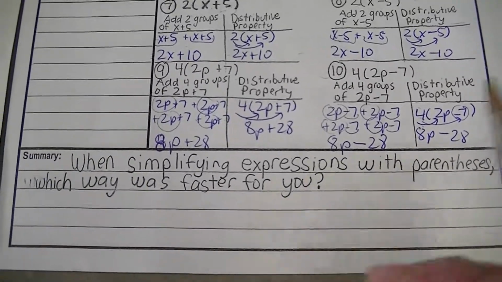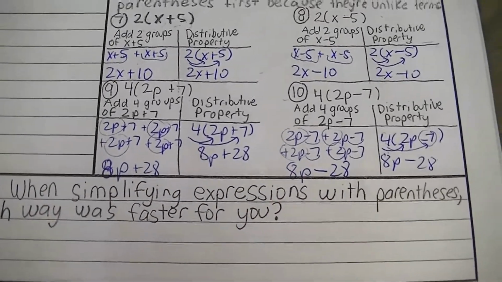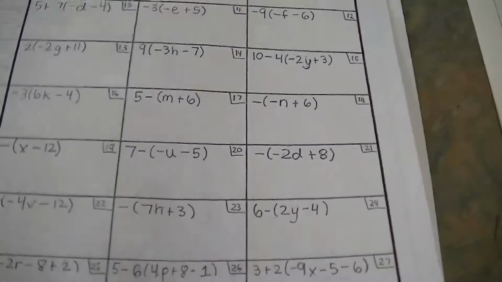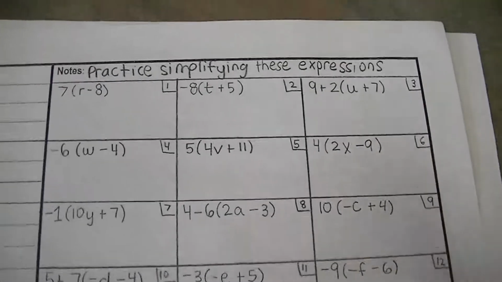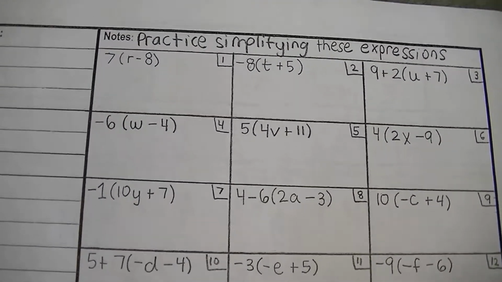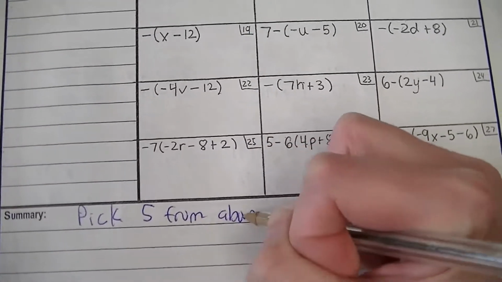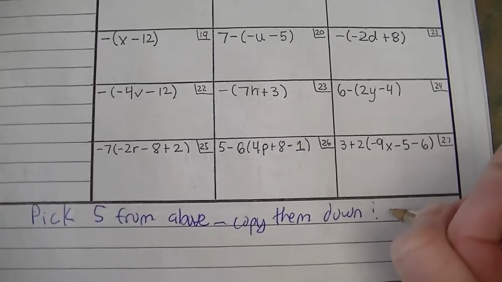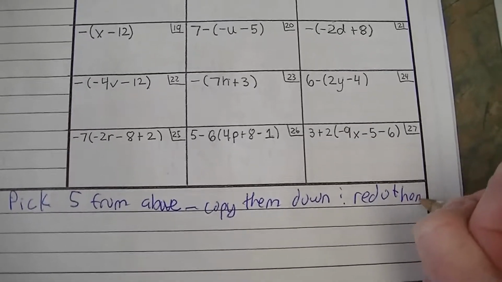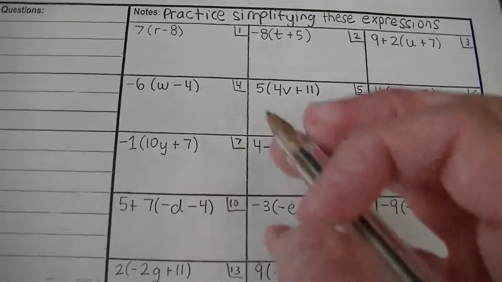So, summary, when simplifying expressions with parentheses, which way was faster for you? And then which way did you prefer? Please answer that question. All right, on the back page, we'll do a couple together, but then you're going to pause the video and see if you get them correct on your own, okay? And please correct any mistakes. For the summary, you're going to pick 5 from above. Copy them down and redo them. I would pick the 5 most challenging ones for you so you get that practice, okay? All right, so let's go ahead and get started.